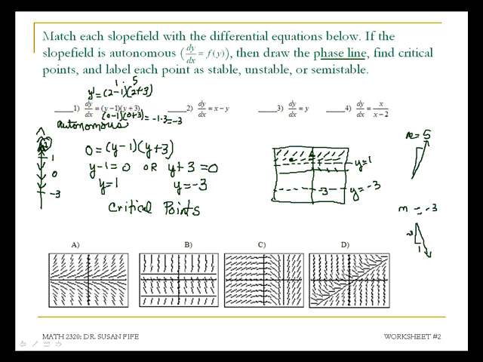And so along this line where y is equal to 0, I'm going to draw little line segments that have slopes that are approximately -3.